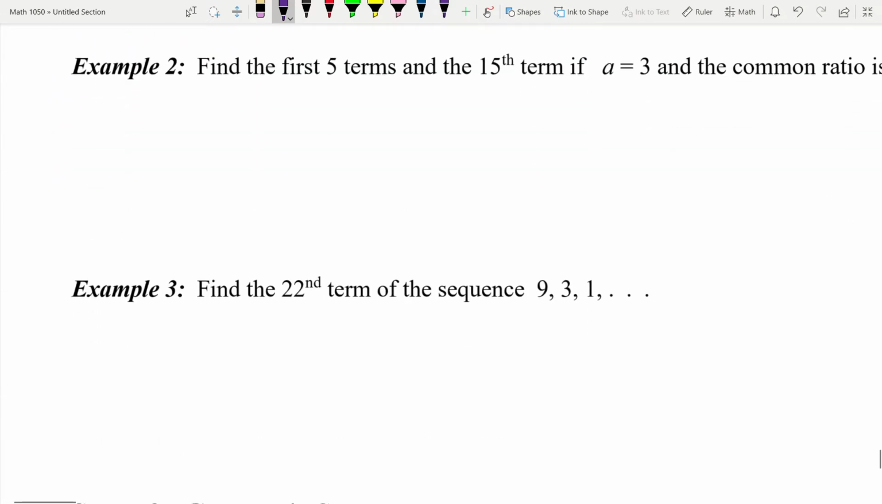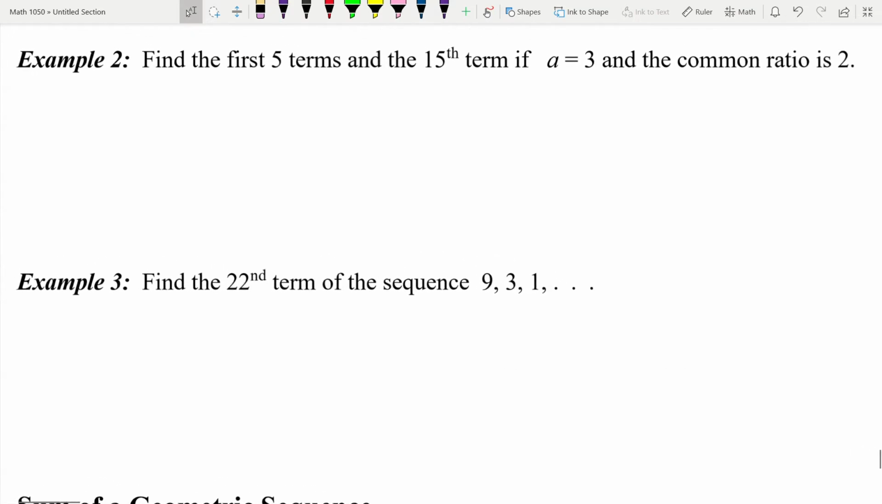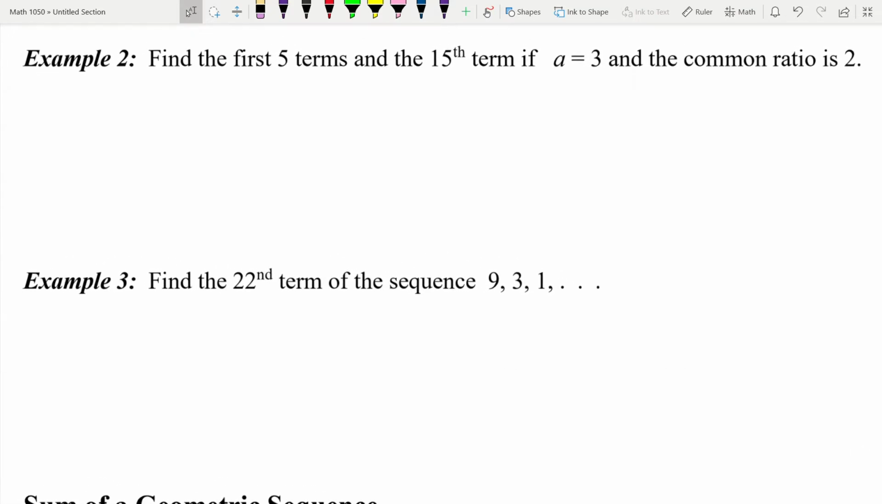Okay? Example 2. Find the first 5 terms and the 15th term if A is 3 and the common ratio is 2. You guys, I know it's not arithmetic because they called it a ratio. If they said common difference, then I know it would be arithmetic. Okay, so let's go A sub 1, A sub 2, A sub 3, A sub 4, and A sub 5.